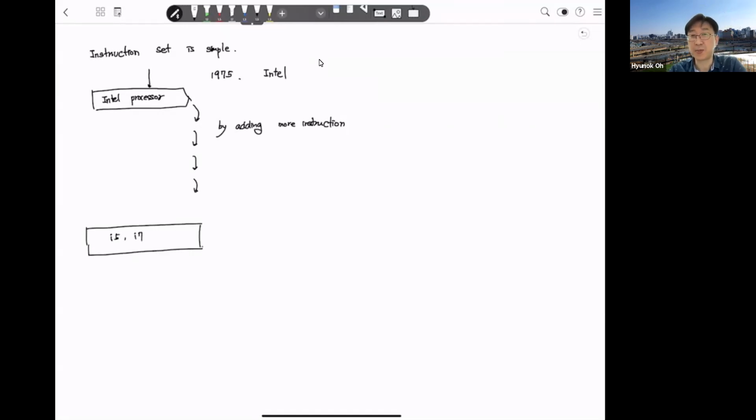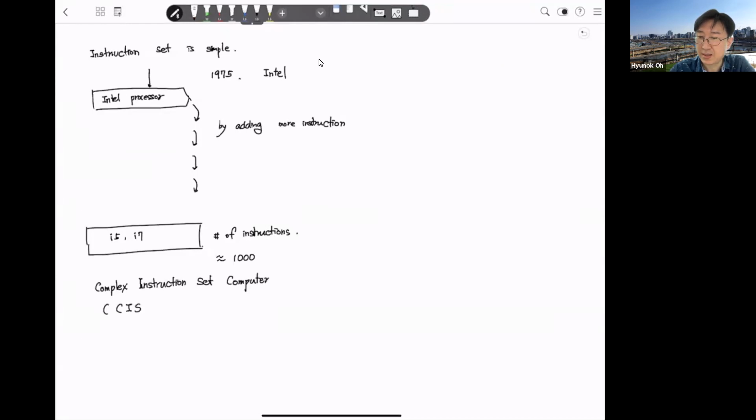Do you guess how many instructions are supported by Intel processors? Number of instructions? Currently you don't know what an instruction is, right? So we'll learn about that. In the Intel processor case, it is almost 1,000 instructions. Almost 1,000 instructions. So this kind of architecture is called complex instruction set computer. So we are calling it a CISC machine, okay?